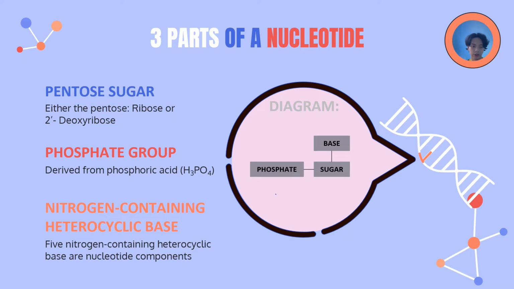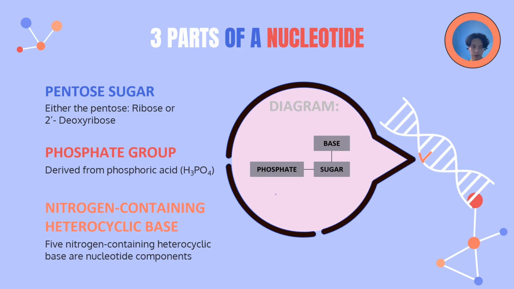The three parts of a nucleotide are arranged in this manner, as shown in the diagram. The pentose sugar, or the sugar unit of a nucleotide, is either ribose or 2'-deoxyribose. Structurally, the only difference between these two sugars occurs at carbon 2'. The hydroxyl group present on this carbon in ribose becomes a hydrogen atom in 2'-deoxyribose. That's why the prefix deoxy means without oxygen.